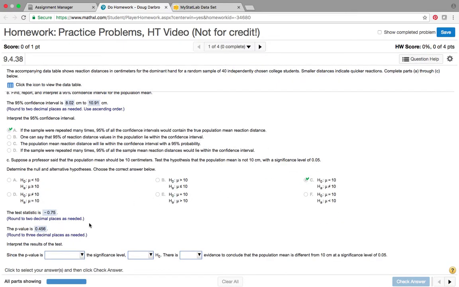Interpret the results. Since the p-value is higher than the significance level of 0.05, we do not reject H sub 0. There is insufficient evidence to conclude it's different than 10 centimeters at the significance level of 0.05.